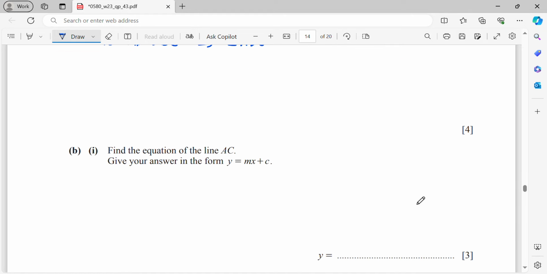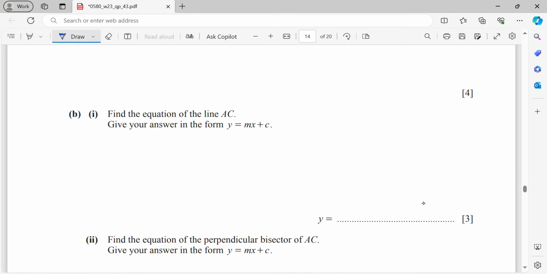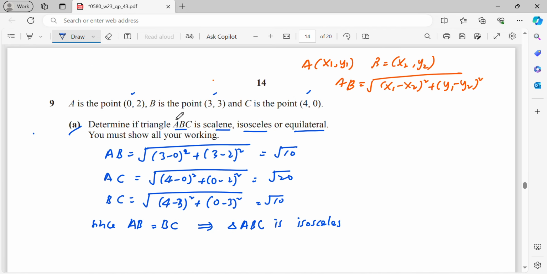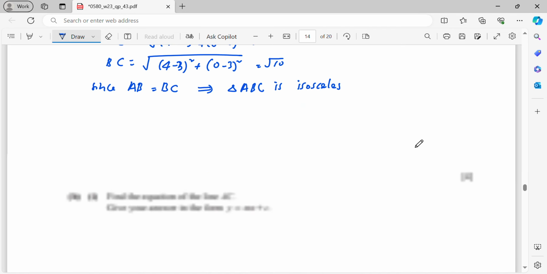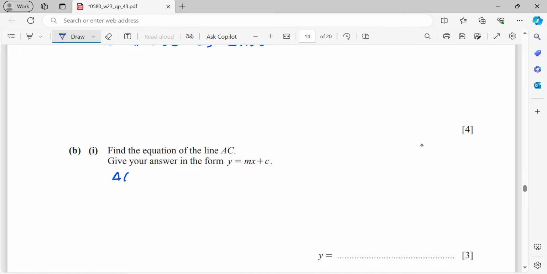Okay, done. Now B, first part, find the equation of the line AC. So now I will write down the points A and C, 0, 2 and 4, 0. So A is 0, 2, C is 4, 0. First of all, we need to calculate the gradient. M equals, now for your information, M is basically y2 minus y1 over x2 minus x1. This is the gradient.